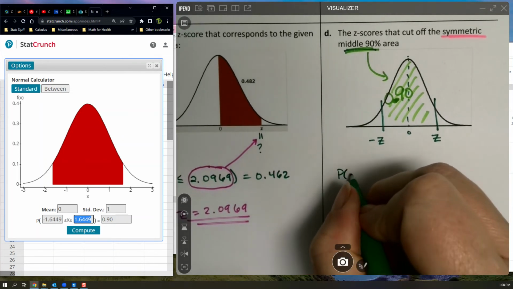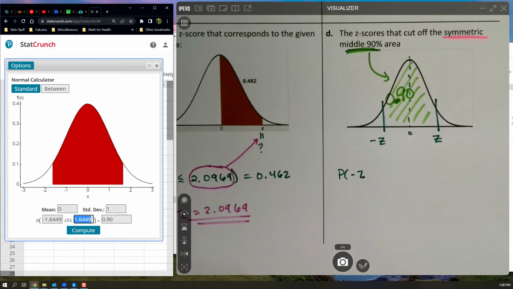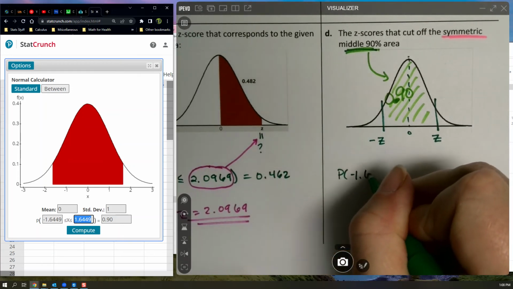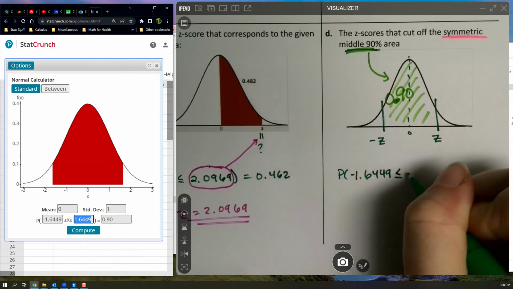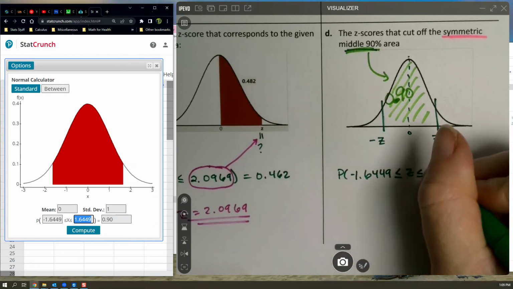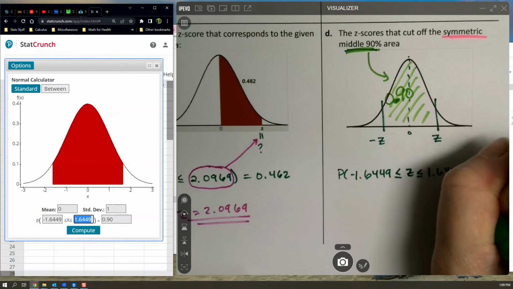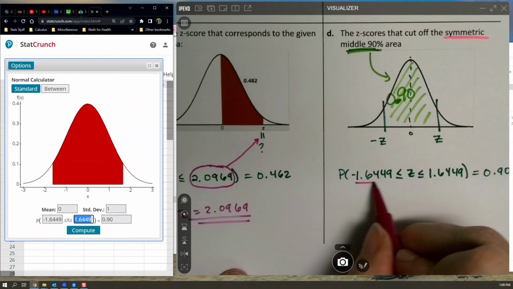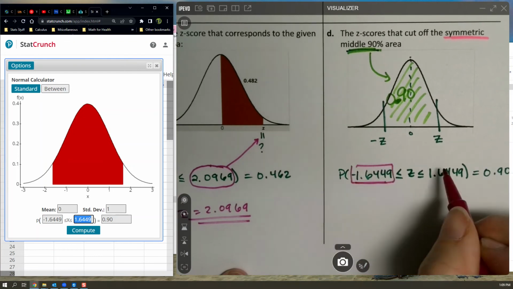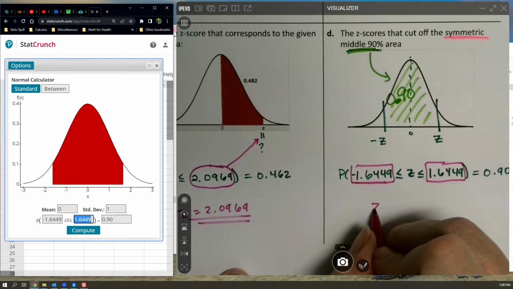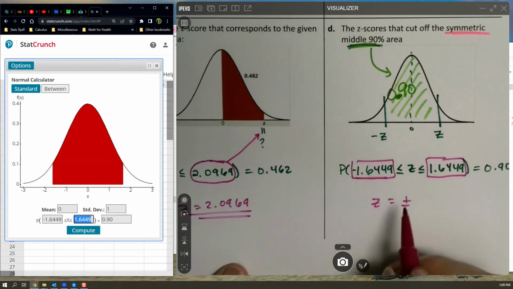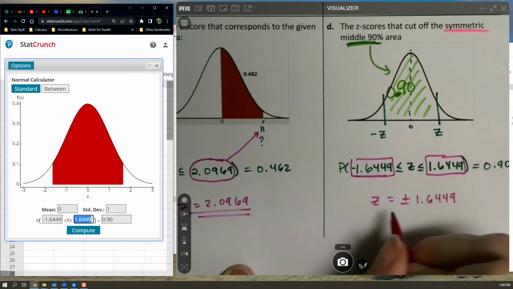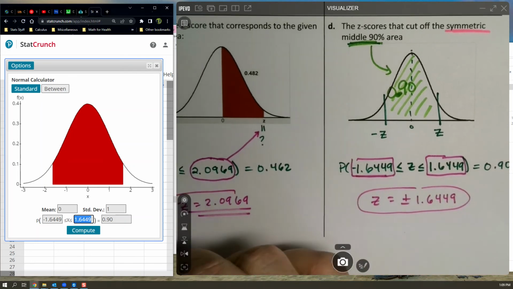So the probability that negative 1.6449 is less than or equal to z, which is less than or equal to 1.6449, is equal to 0.90. So my answers are these two. So z equals plus or minus. That's a symbol that says basically the same number, but positive or negative, either one. There's your answers.